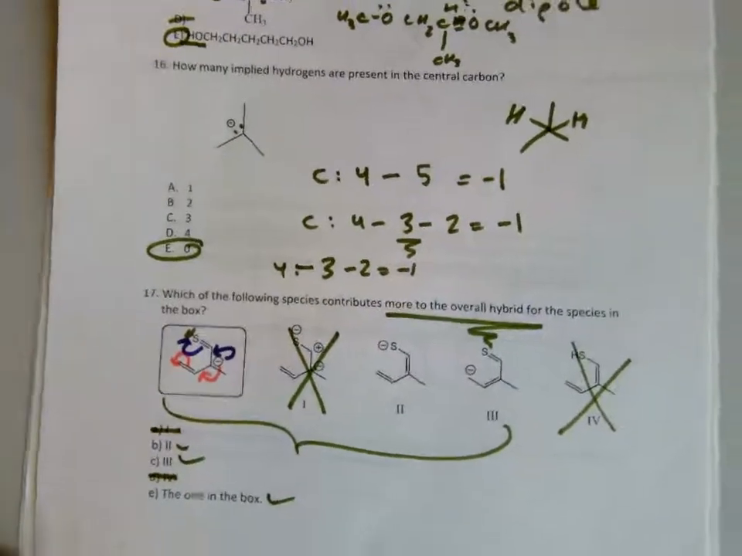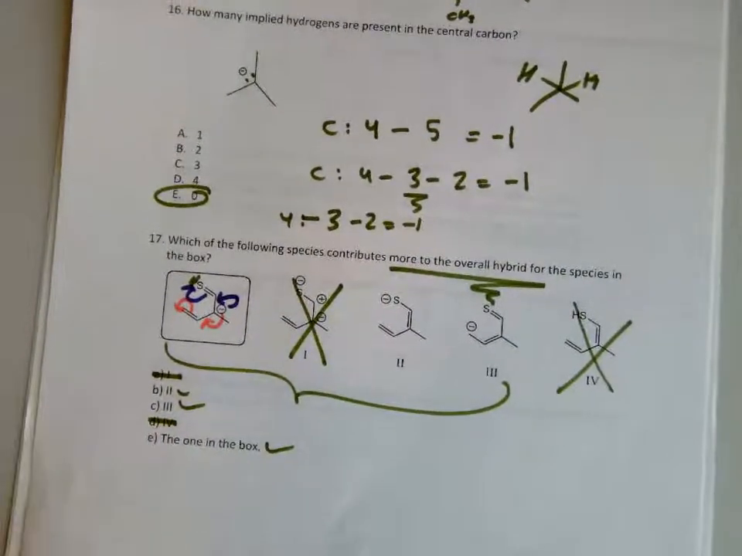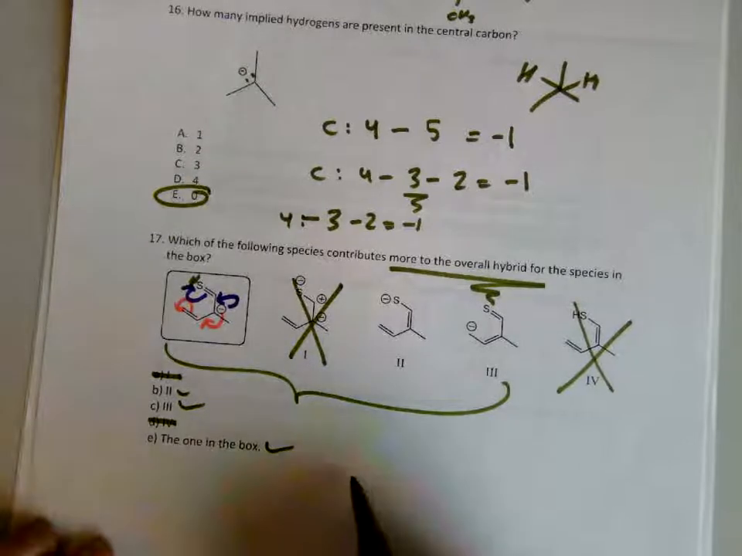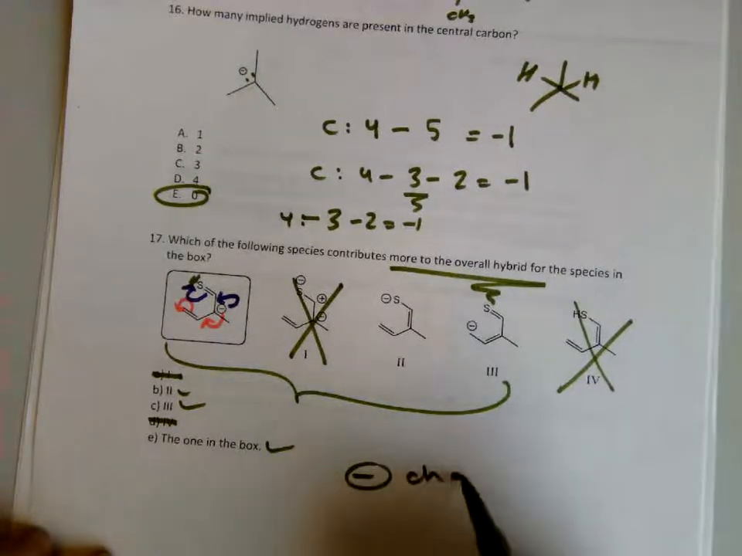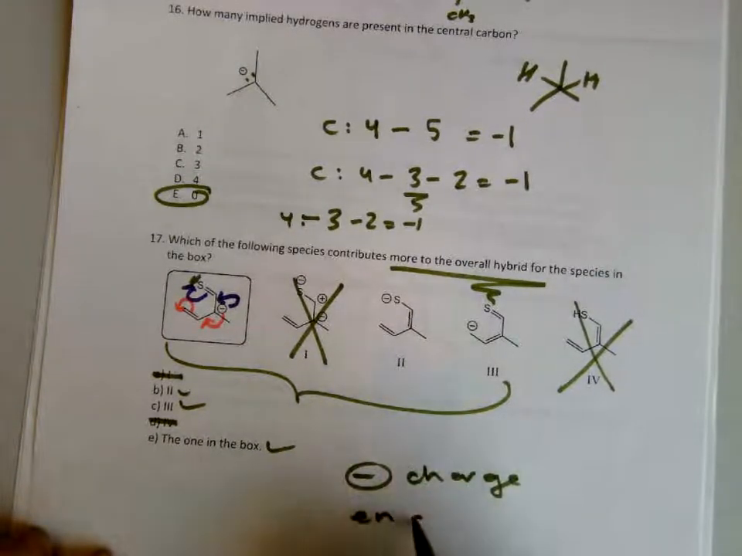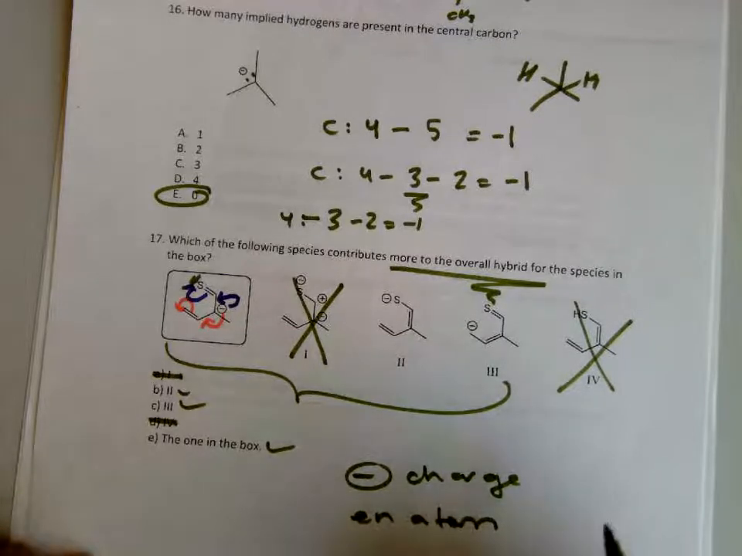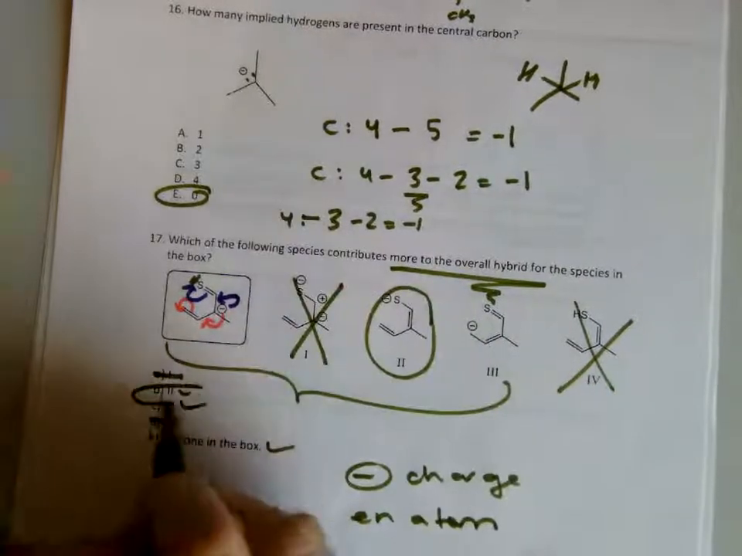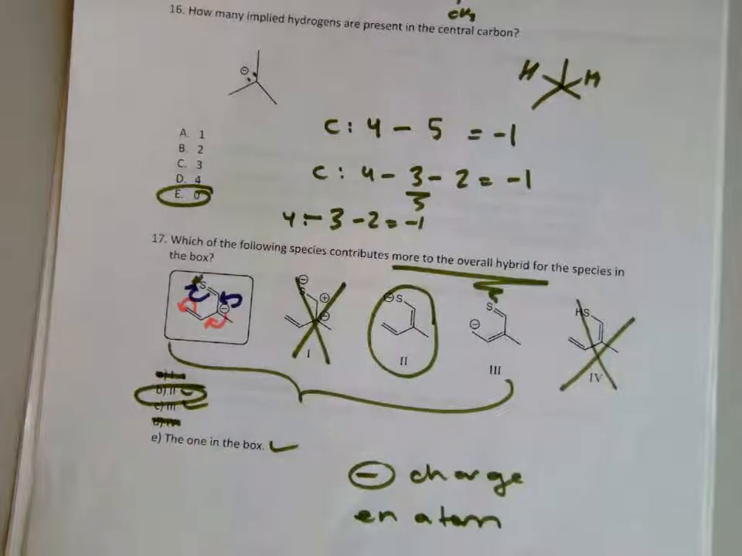So the next question is, which one's the best? In general, the rule is the negative charge wants to be on the most electronegative atom. So I'm going to choose B as the right answer, because that has the negative charge on sulfur, and sulfur should be more electronegative than carbon.